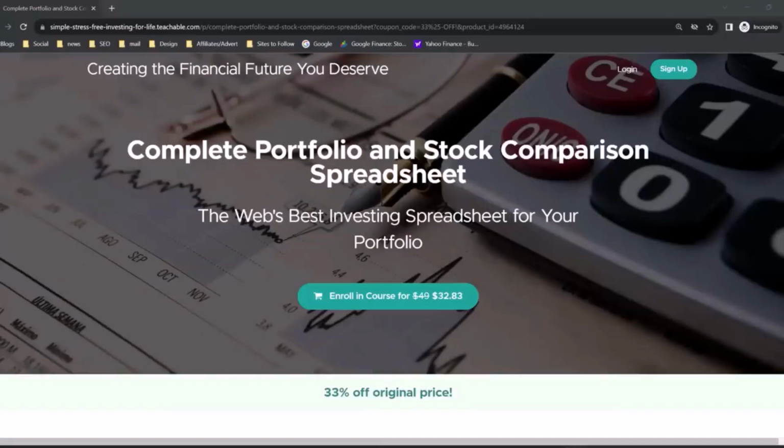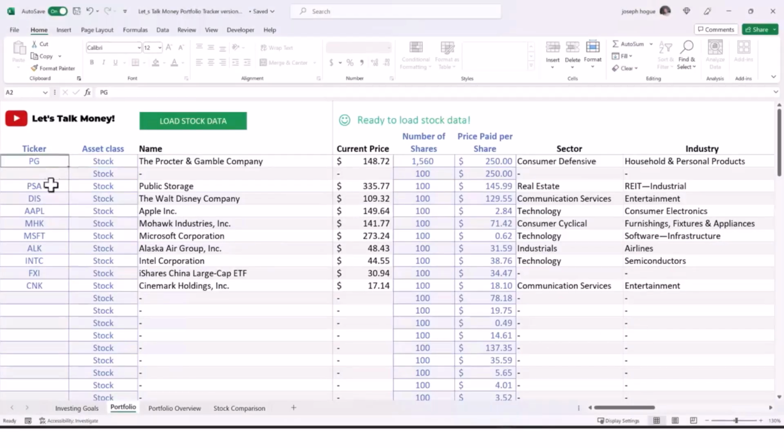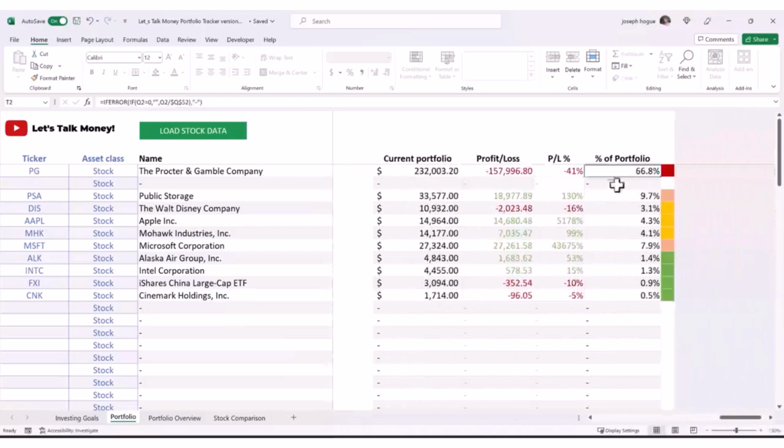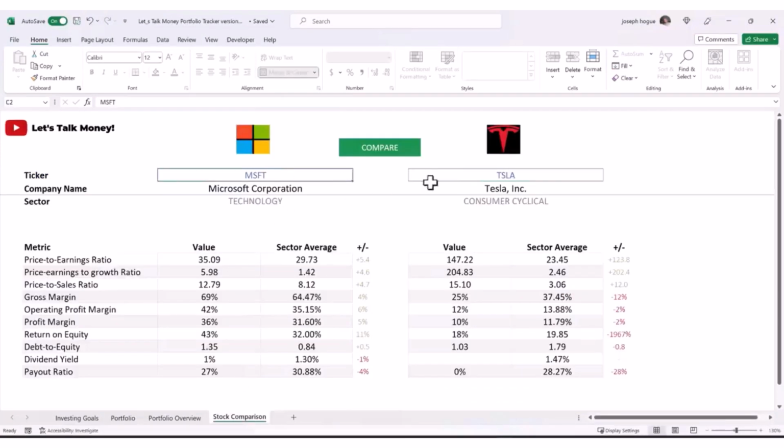This is so much more than just a stock portfolio tracker where you put in your stocks and how much you paid. It's going to tell you the sector, the industry, and the return on each stock. It'll even show you how much of your portfolio you have in each stock. Here in the Comparison tab, you can put in 2 stocks to compare them side by side as well as against sector averages and 10 critical measures for stock analysis.